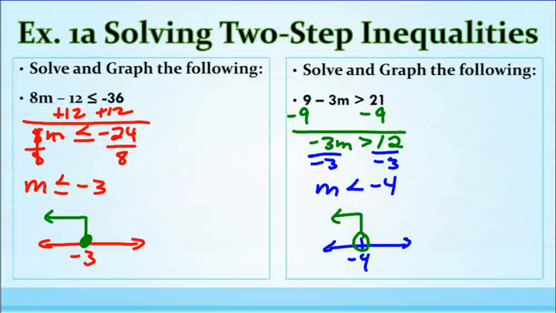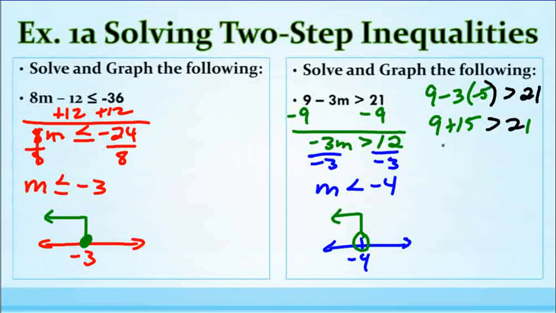I can quickly check my answer. Pick a number less than negative 4. I'll just choose negative 5. 9 minus 3 times negative 5 has to be greater than 21. Negative 3 times negative 5 is positive 15. Positive 15 plus 9 is 24. 24 is greater than 21. So I know that my answer is correct.